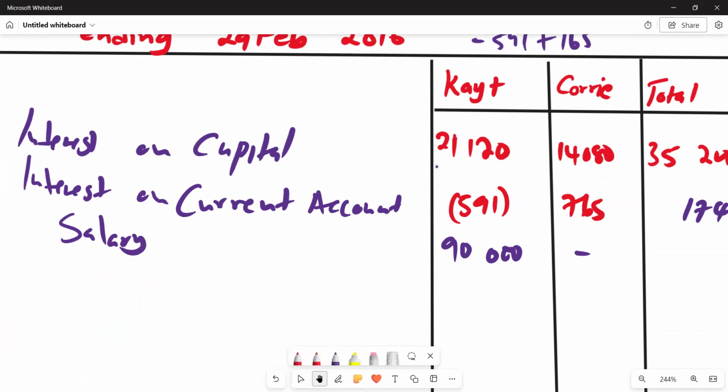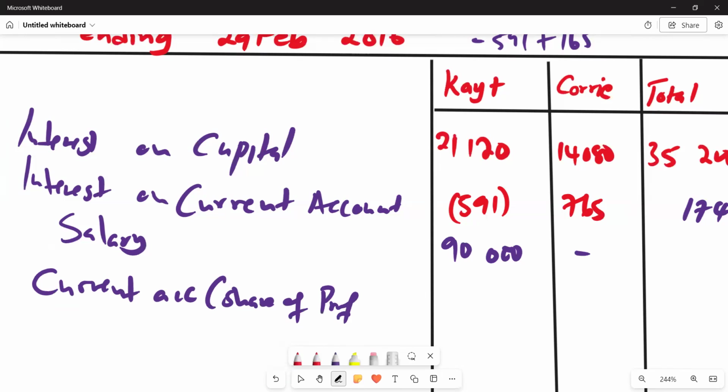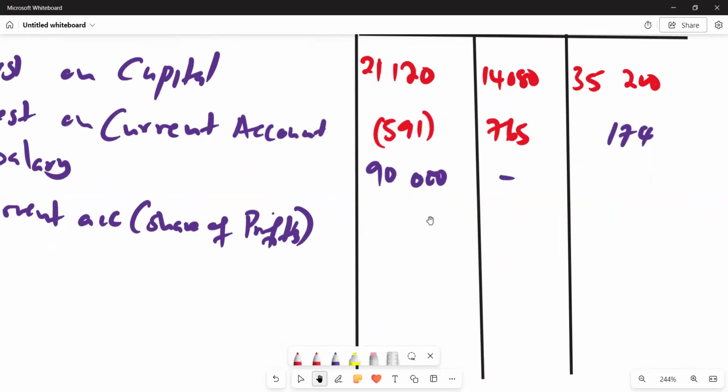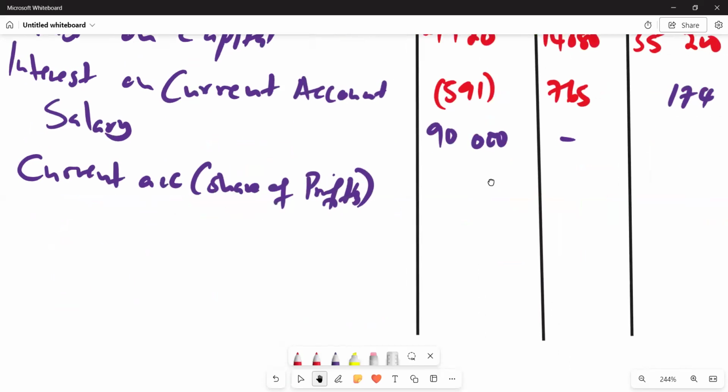Having done that, we are now supposed to adjust for the share of profits. The share of profits we are going to transfer to the current account. So here we can create another row for current account. That's where we are going to post our share of profits. In brackets, you can just say share of profits. If there are losses, you indicate that it's share of losses here. And after that, that's where we are going to put your net profit figure.